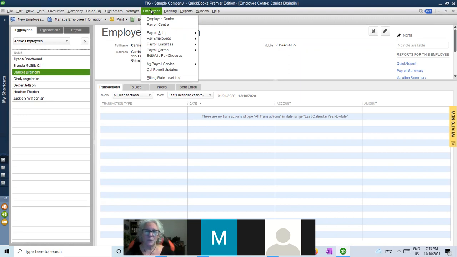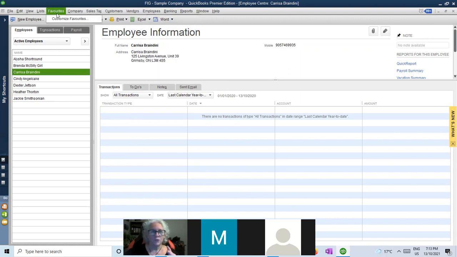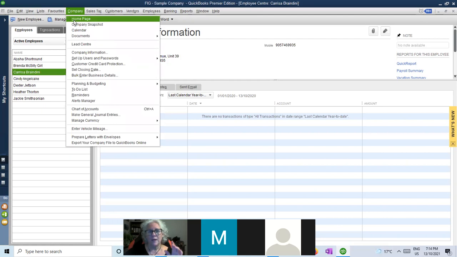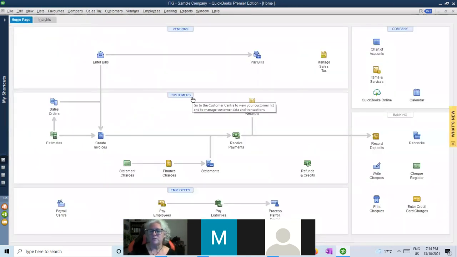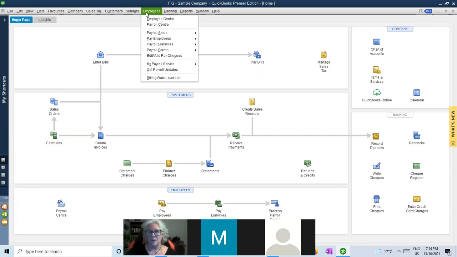So just to be clear, you can go to company homepage and you can pick up, depending on how you see things. Are you a visual person? Are you a person that picks things up better when you read? Or more visual because you like your icons? But you can pick everything up here as well. Pay your payroll liabilities, pay your employees, process your payroll. You can also pick all of that up right here.